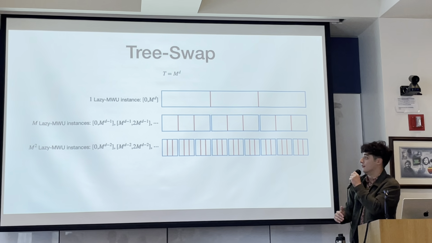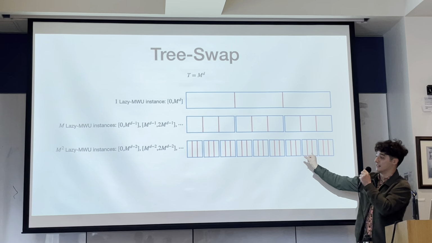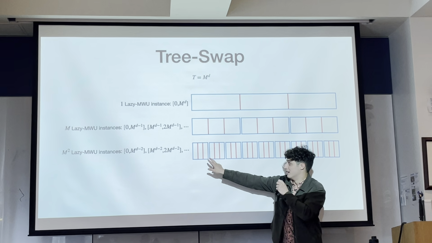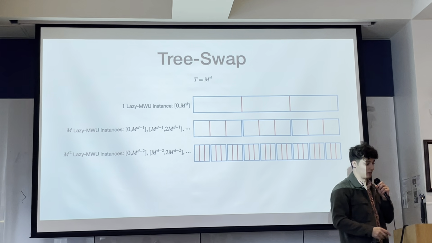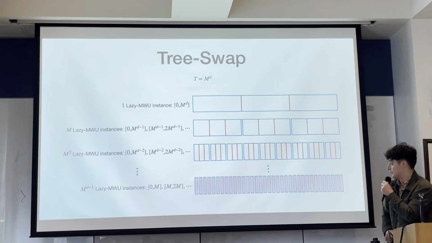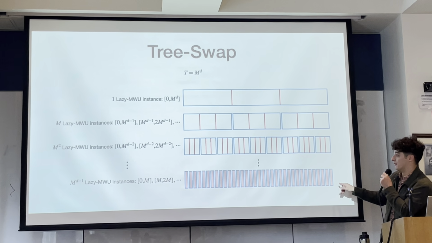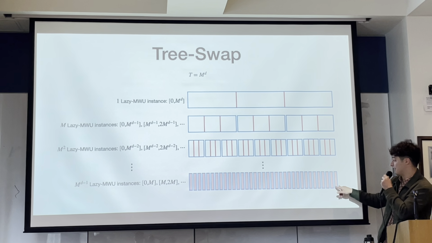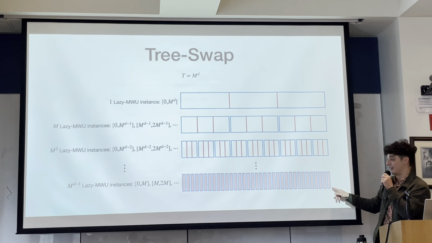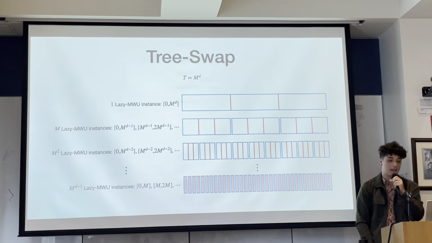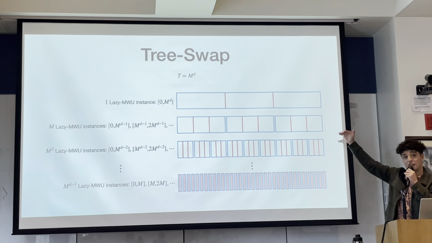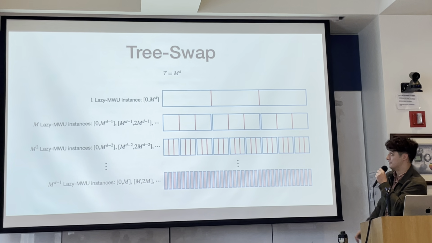We have another layer where we have time split up into t over m squared blocks. Each of these is a lazy MWU instance that again splits that further into blocks of size t over m cubed. We go all the way down to a final layer in which each instance is now of length m. So these aren't even lazy anymore. These are just regular multiplicative weight updates. Each of these blocks is of length 1. So the tree swap algorithm is essentially going to take all of these different layers. Each of these is an algorithm which uses lazy MWU as a black box.